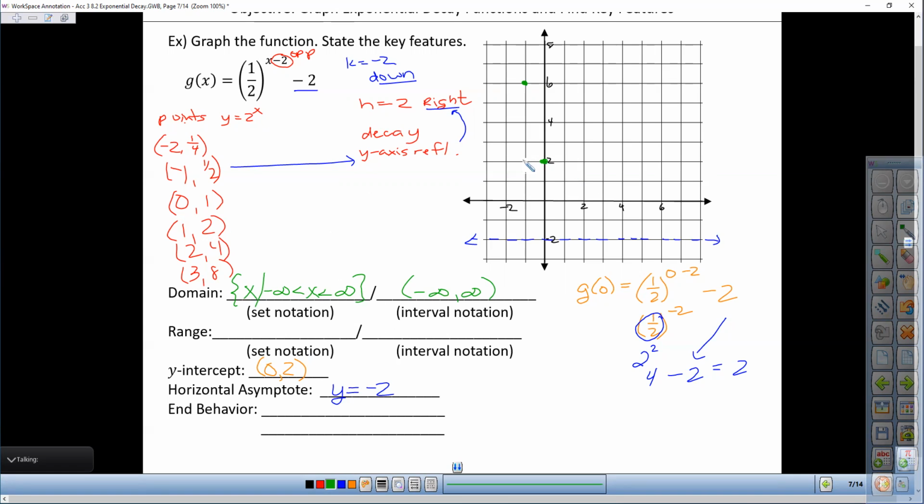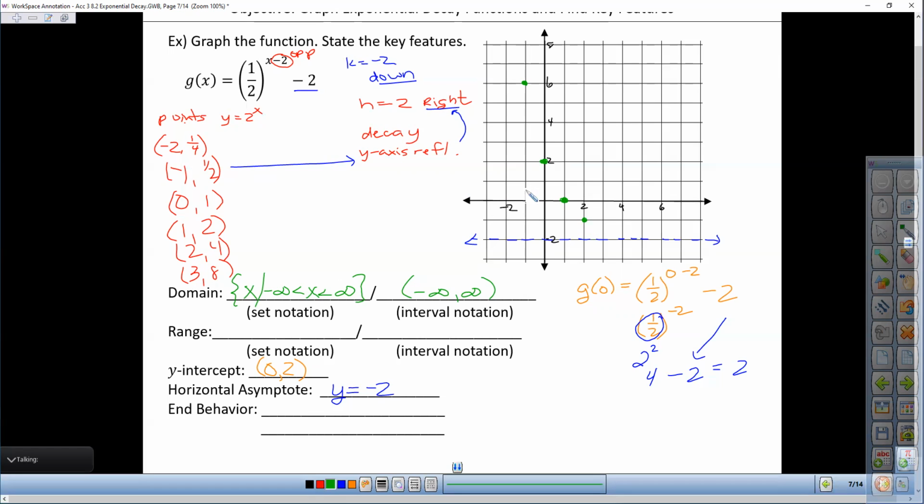(1, 2), reflect across y, then translate right 2, down 2. That's actually our zero because that's on the x-axis. And then (0, 1) doesn't move when we do a reflection. It's what we call its own reflection because it's on the y-axis, but it does still translate right 2, down 2.